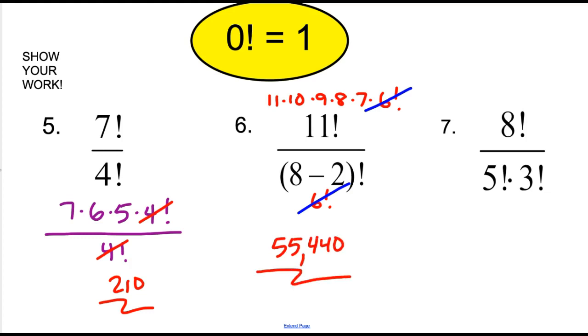Okay. So the numbers get pretty big pretty fast when we're talking about working with factorials and counting all the number of ways things can happen. Number 7, same type of thing, right? So this is going to be 8 times 7 times 6 times 5 factorial. So the 5 factorials will cancel out. And then 3 factorial, that's 3 times 2 times 1, which is 6. So that 6 cancels out with that 3 factorial, leaving 8 times 7, which is 56.